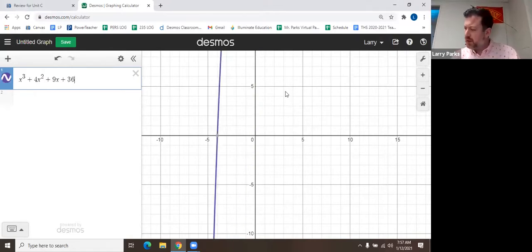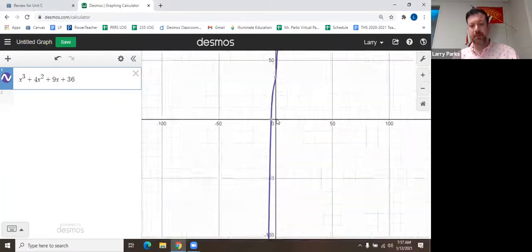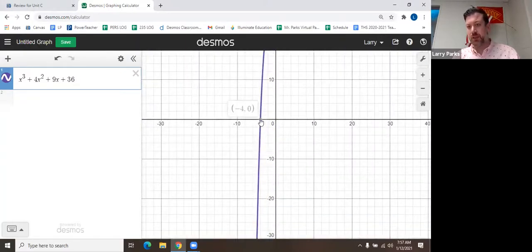Ooh, type that in, right? Okay. Well, looks like it crosses through, so there's 1 real. We're looking for 3 total, so that means the other 2 are non-real. So we got 1 and 2.